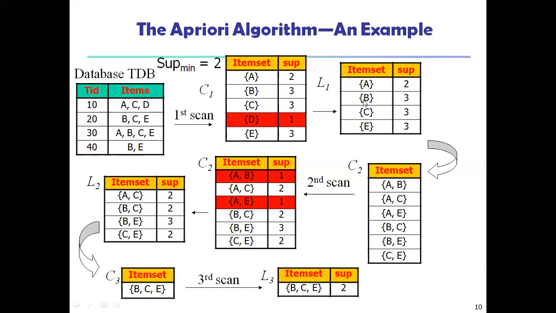Now B is combined with C, so we write B and C. B is combined with E, so we write B and E. And C is combined with E, so we write C and E. AB and BA are the same, so we are not taking any repeated values. We are just taking AB, AC, AE, BC, BE and CE. So this is our next item set.